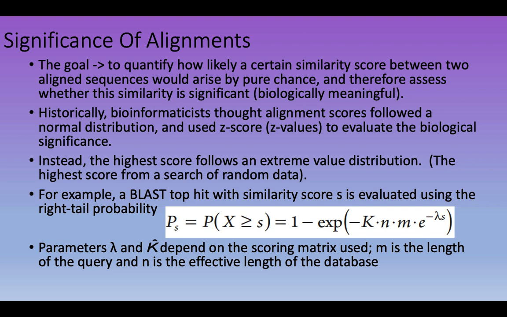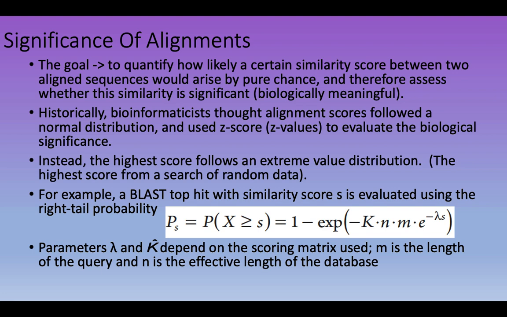Historically, when we first started off with this, biologists were applying a normal distribution to this case, and they were using z-scores to evaluate biological significance. But what they found was that if we looked at these highest score values, they didn't follow a normal distribution. They followed an extreme value distribution. And I hope from the arguments I've made previously, you can see why, because we're identifying the maximum or the highest score of a random search, so of a set of random variables.